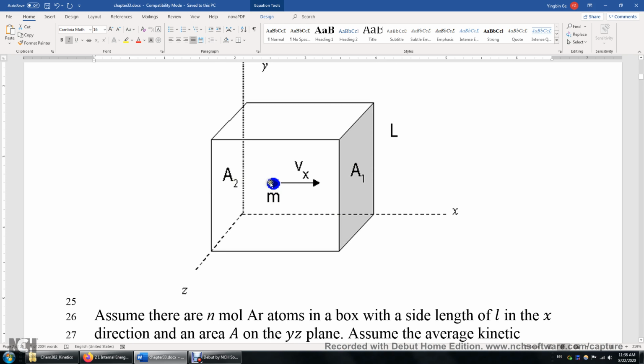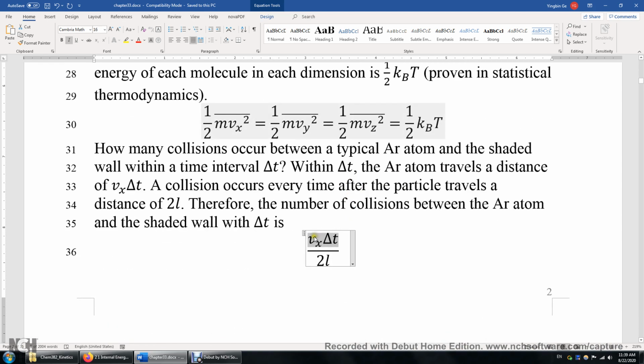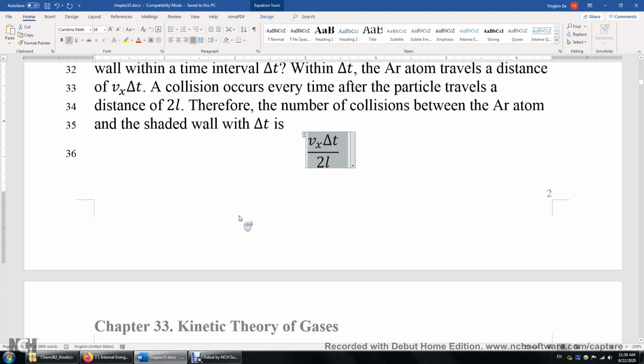So after this gas particle completes this travel of 2L distance, it gets back to the original position. And then the next cycle, it travels another 2L distance and finishes another collision with this shaded area, this A1. So again, every 2L distance, there's one collision. The total distance is Vx times delta t. Therefore, this equation tells us the number of collisions within time interval delta t.